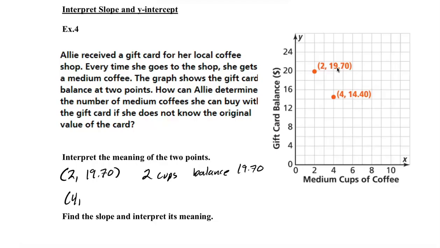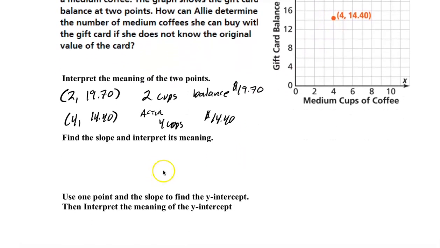After buying 4 cups, she has 14.40 left on her card. So after 4 cups, she has 14.40. That's her balance. So that's what that means. Find the slope and interpret the meaning.